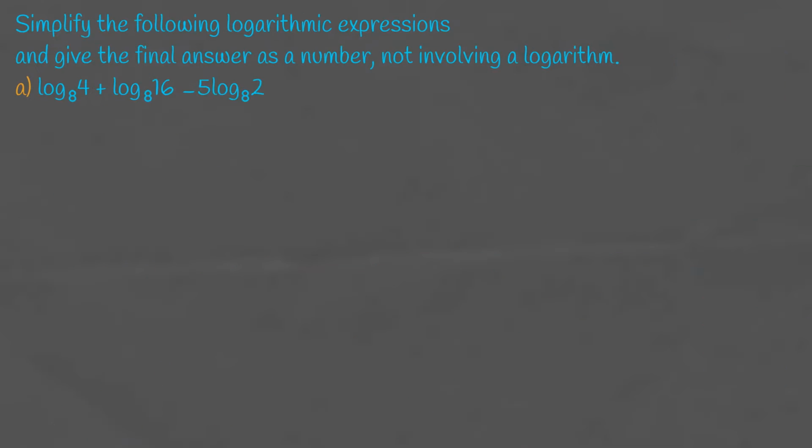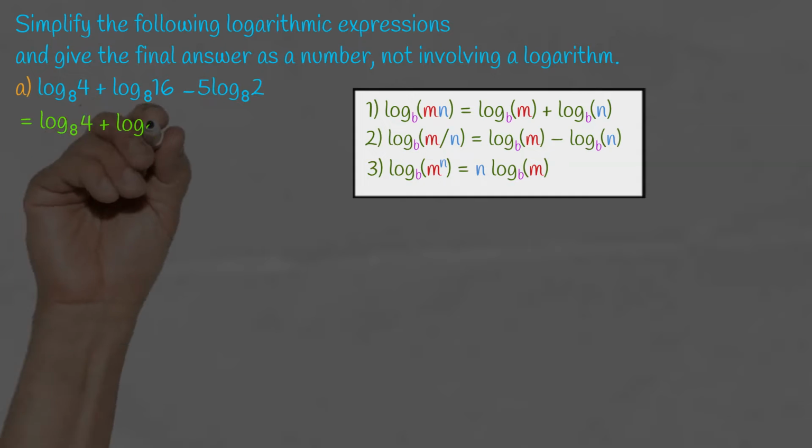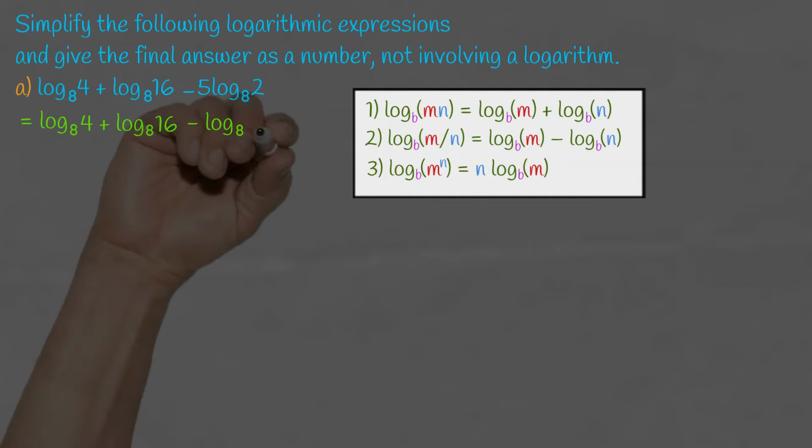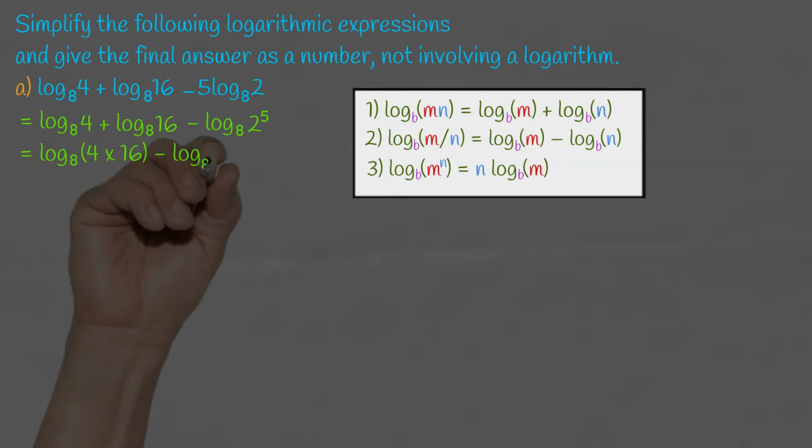The next question also asks us to simplify some expressions and give the answer as a number with no logs in it. So the last term in part A has a coefficient 5 in front of the log. So the first thing we're going to do is move that to be the exponent of 2. Then we're going to use rule 1 on the first two terms because they're added together. So we get log to base 8 of 4 times 16.